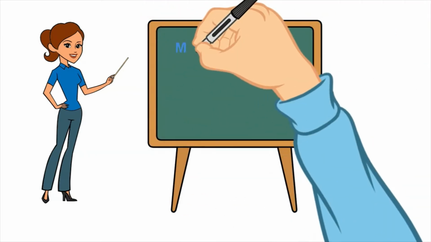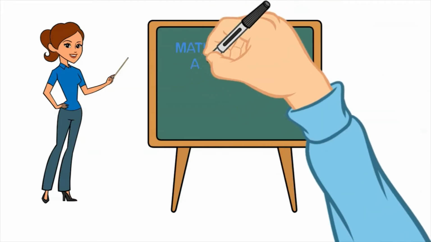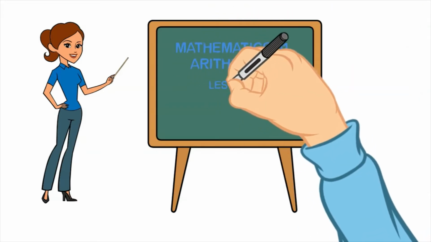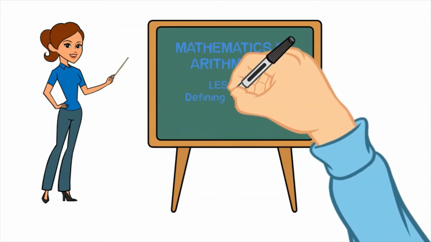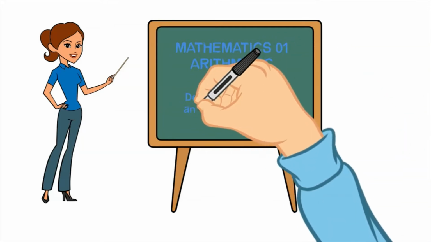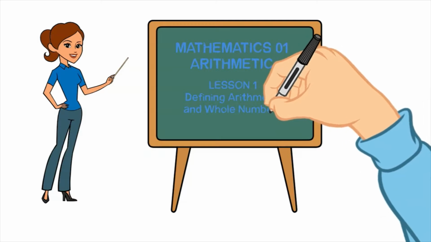This mathematics course is about arithmetic. Today, we are discussing lesson number 1 of this course. And lesson number 1 is about the definition of arithmetic and the definition of whole numbers.